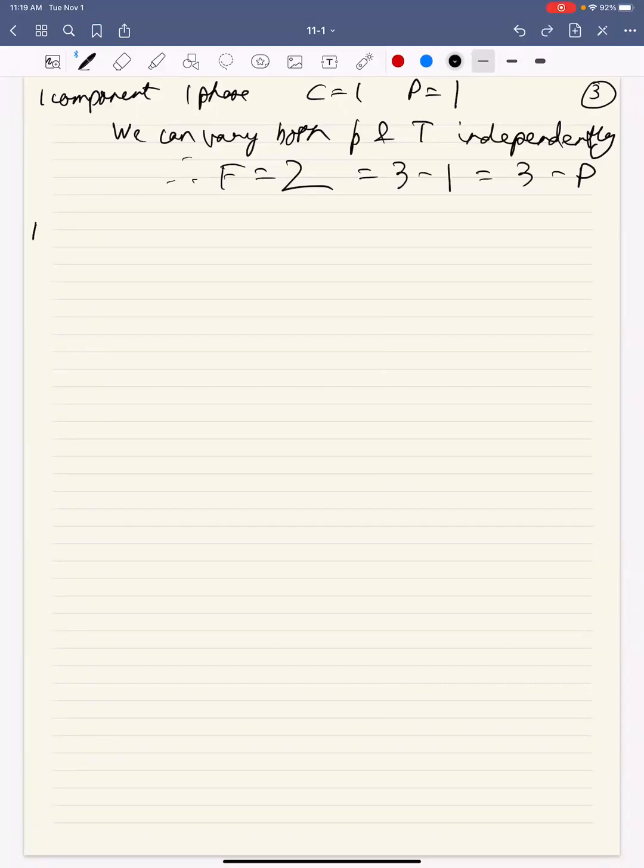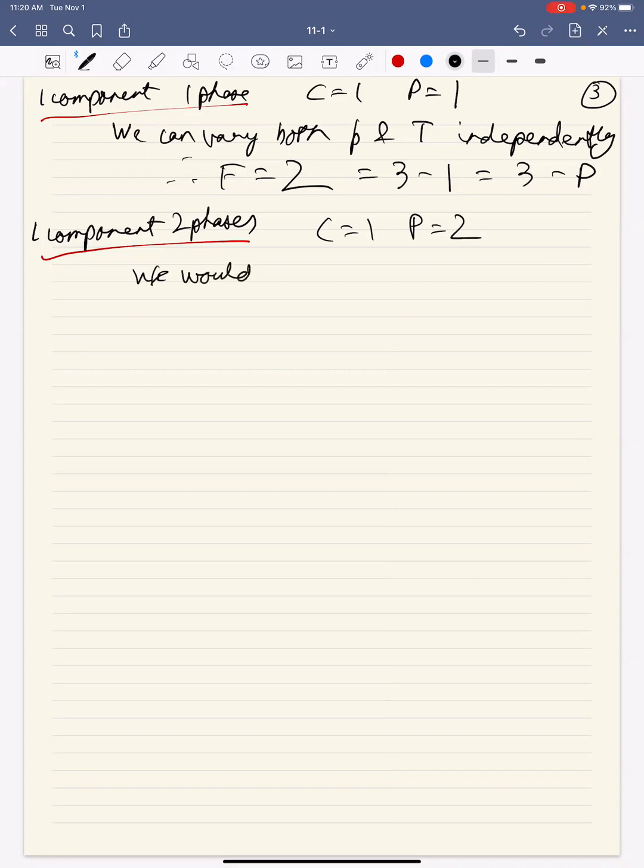We are still working with one component, but now let's add two phases. One component, two phases. Okay, so now we have C is equal to 1 and P is equal to 2. And what would we like to show? We would like to show F is equal to C minus P plus 2, or 1 minus 2 plus 2 is equal to 1. So we want to show that we have one component but two phases. Suddenly the number of degrees of freedom drops down by 1.